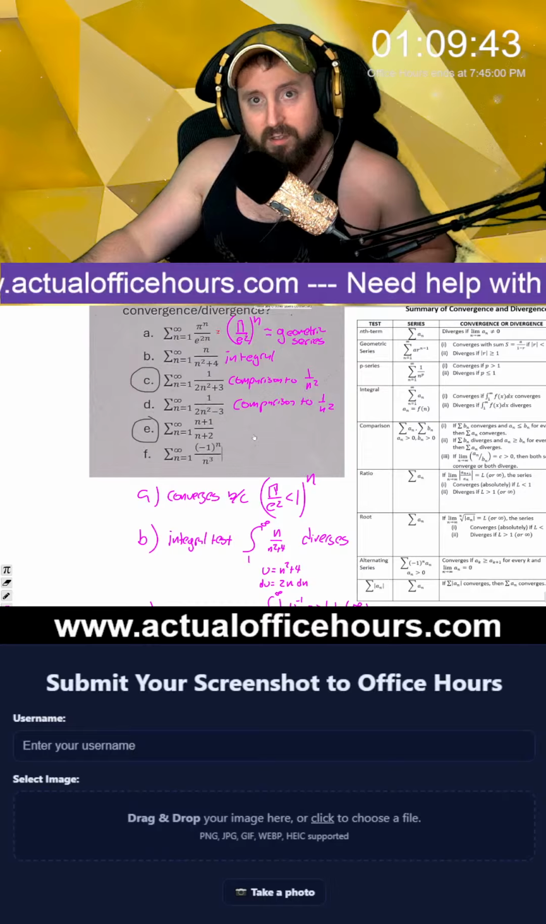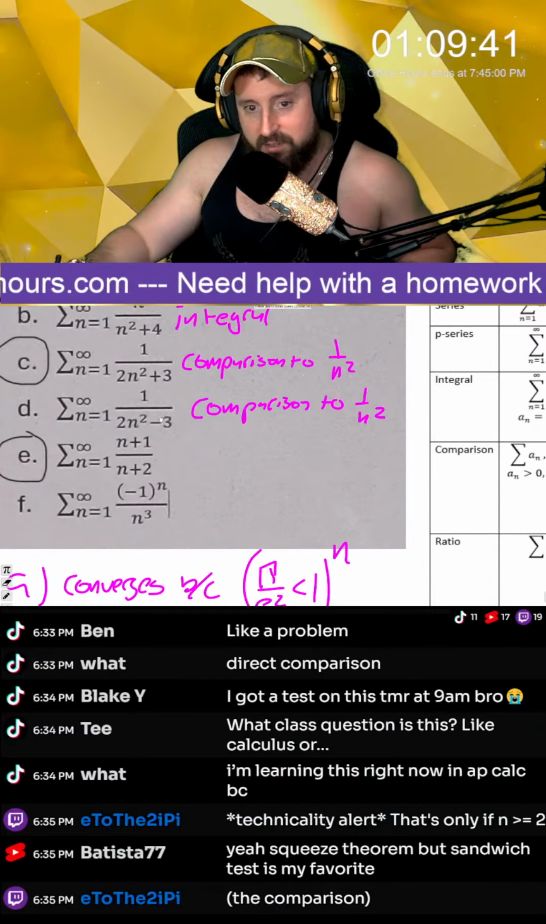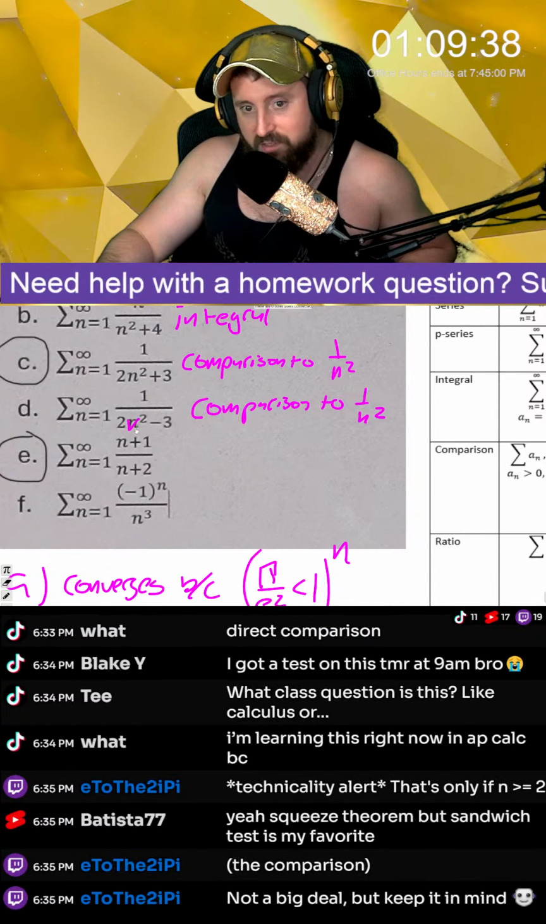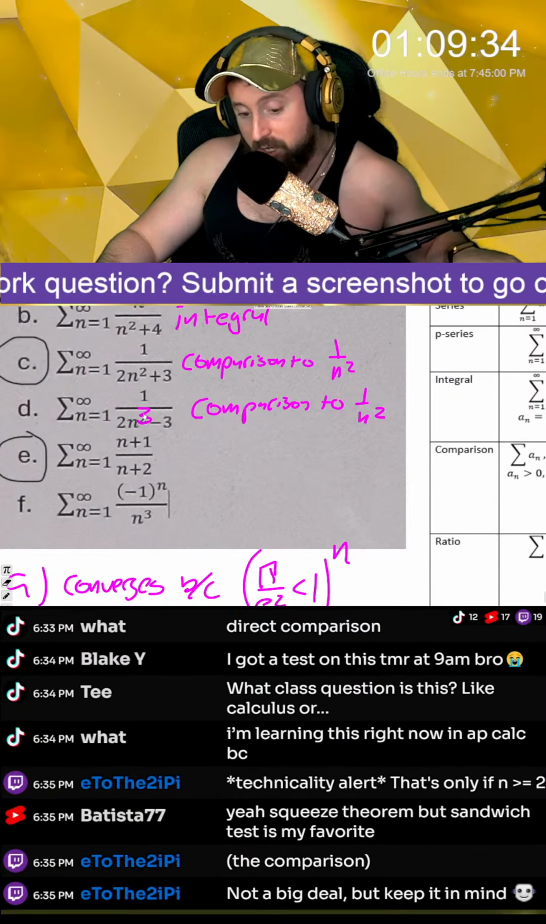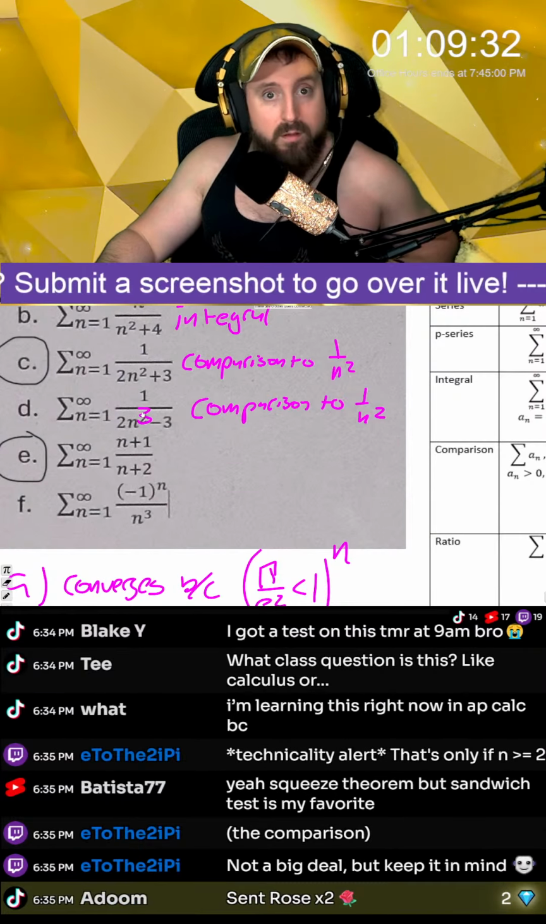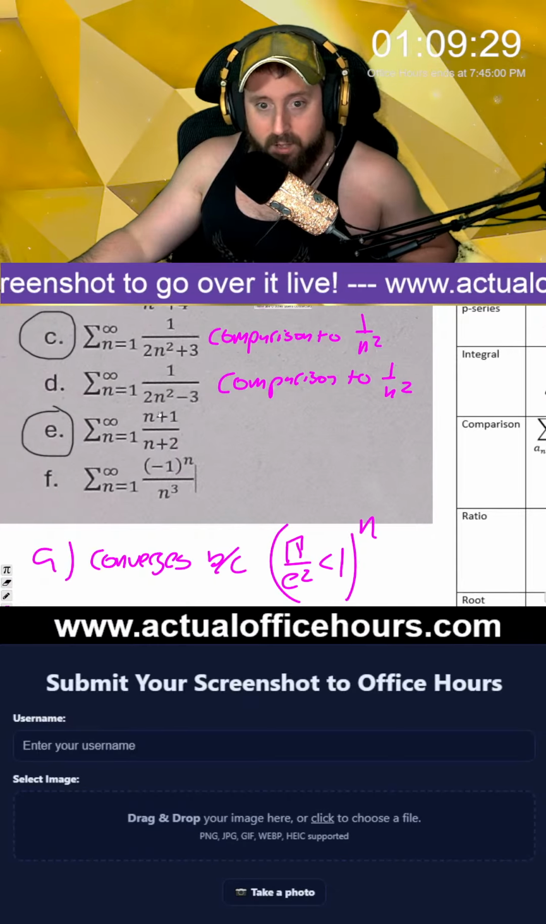Oh, the comparison test? Only if n is greater than or equal to 2? Yeah, exactly. Because this is n squared. If this was n to the first, this wouldn't work. If this was n to the third, you're still good. Yes. No, you're good.